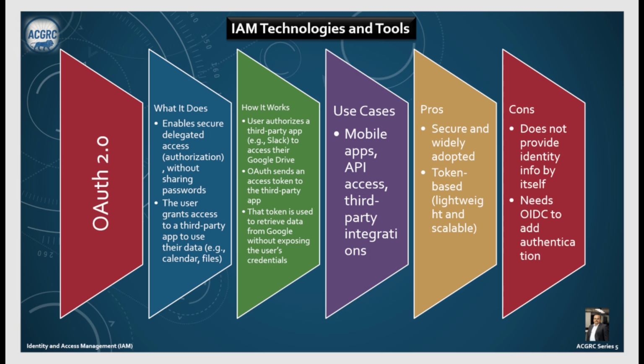OAuth sends an access token to the third-party app. The token is used to retrieve data from Google without exposing the user's credentials. Use cases: mobile apps, API access, third-party integration. It is secure and widely adopted.